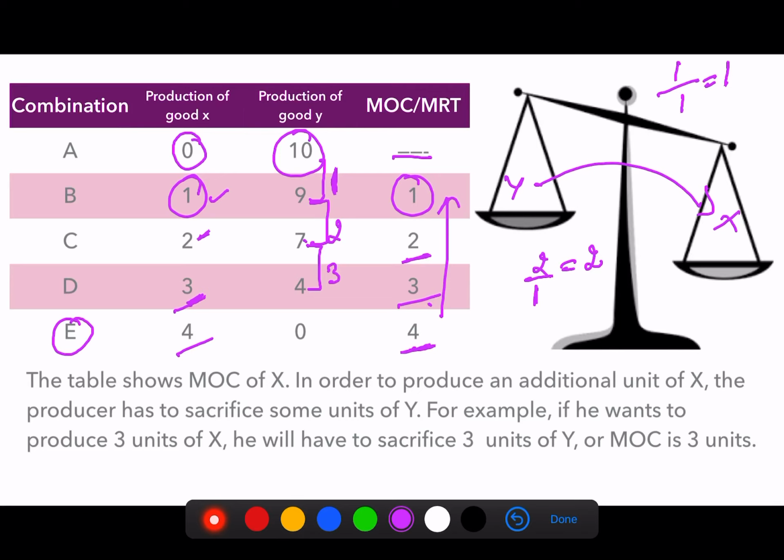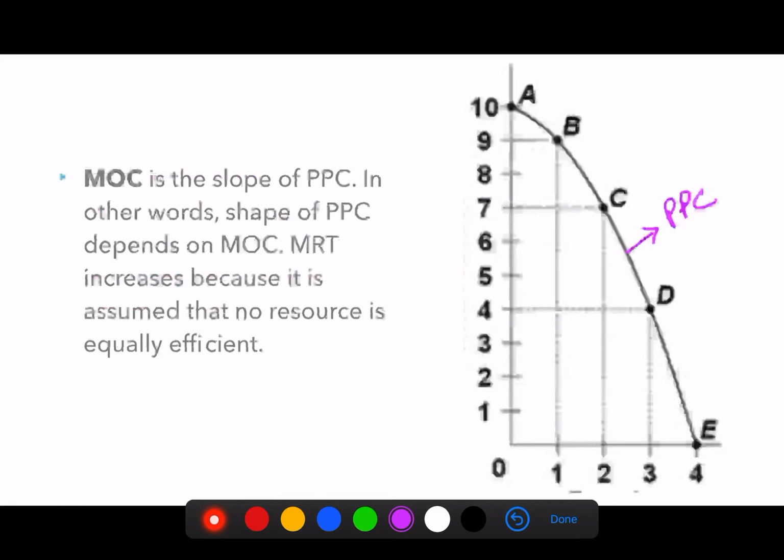So it means that no resources are equally efficient, as he transferred the resources from good Y to good X. So the shape of PPC is concave because the MOC is increasing, and the shape of PPC depends on MOC, which is the slope of the PPC curve.